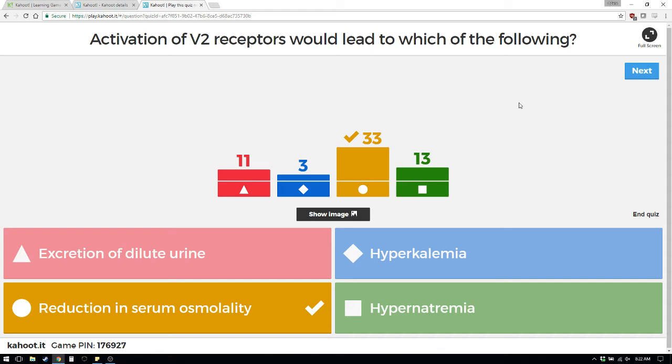So one thing we should see when we have increased water reabsorption from the collecting duct is a reduction in serum osmolality. Okay. All right.